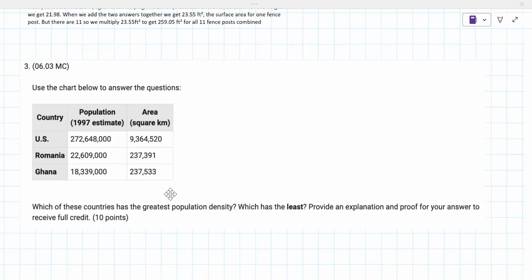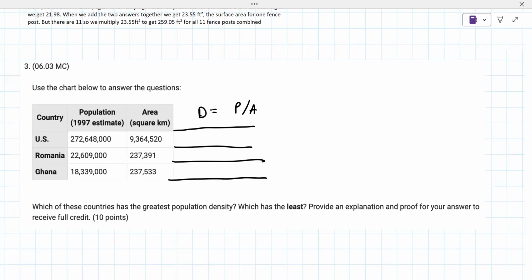Okay, so which of these countries has the greatest population density, which has the least? The density is defined as population per unit area. So you're basically just taking that first number and dividing it by the second.